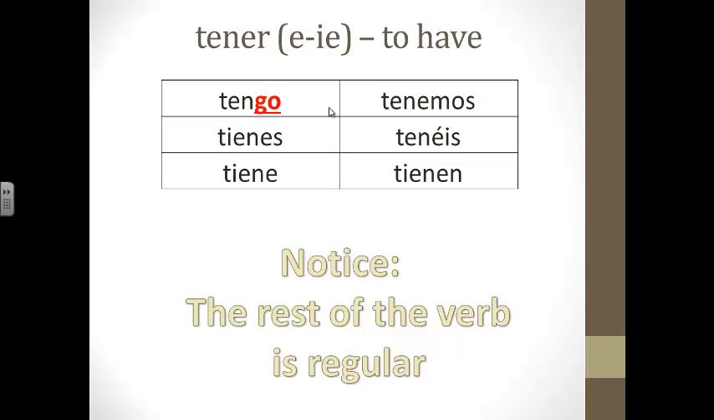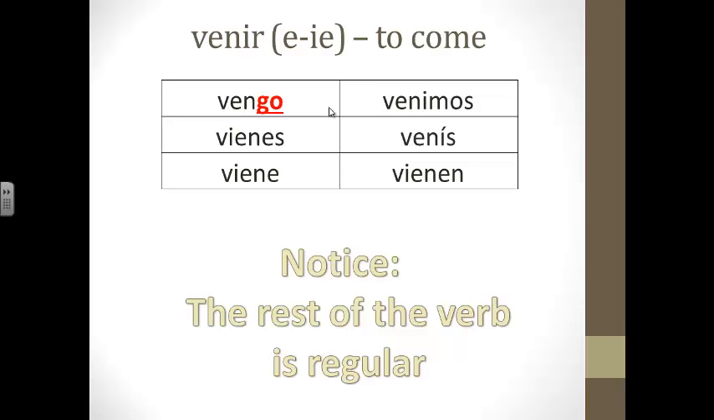Okay, ahora miremos el verbo venir. Venir means to come. It's got a stem change E to IE. Let's look at its conjugation. Vengo, vienes, viene, venimos, venís, vienen. Again, stem changer occurs here in the boot, but the irregular yo will trump the stem change.